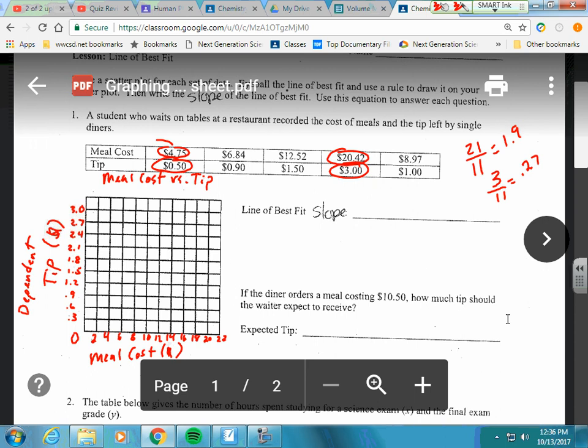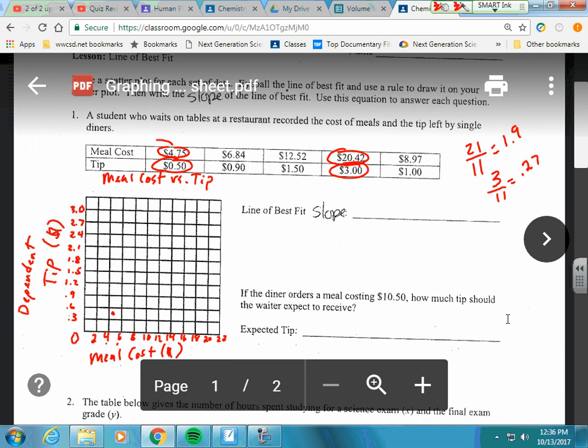So $4.75. Between 4 and 6 down here, directly in between would be 5. So $4.75 would be a little less than halfway between them. And there I'm going to go up for a 50-cent tip, so maybe somewhere around here. All right. And then I have $6.84 is 90 cents.